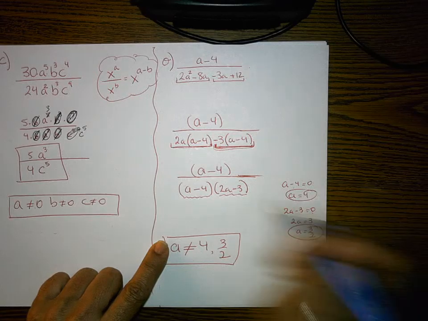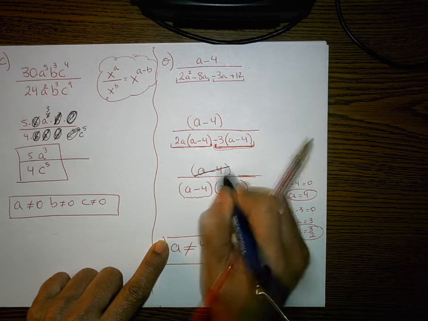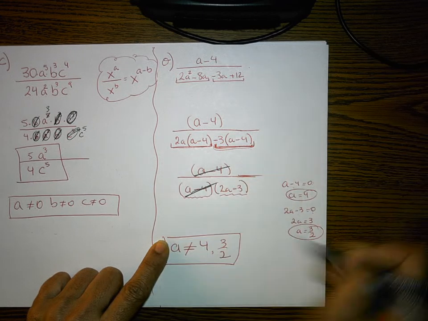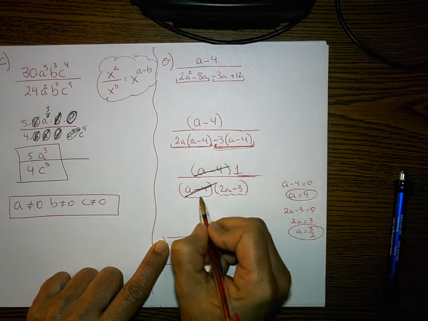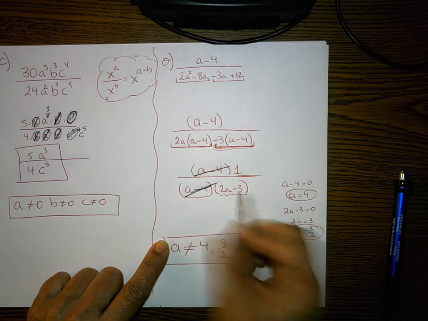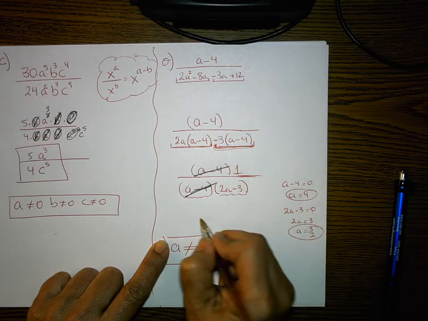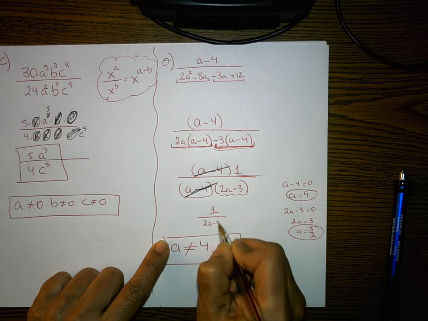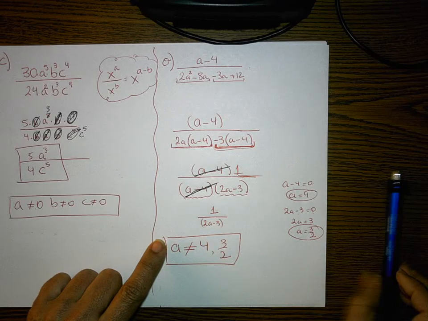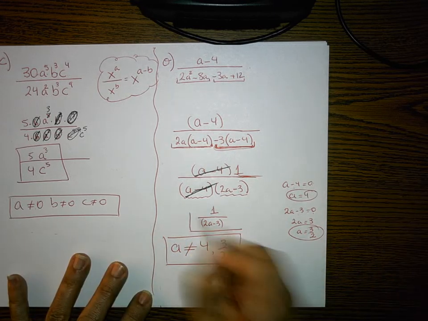If I reduce a minus 4 and a minus 4, we end up with a 1 in the numerator, and then we end up with 2a minus 3 in the denominator. So our final answer is 1 over 2a minus 3. You can put your grouping in parentheses to keep them together. And here's our final answer.